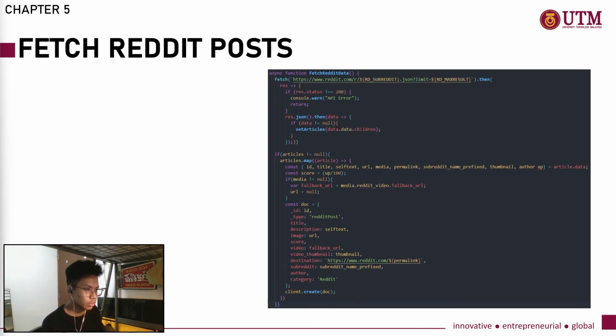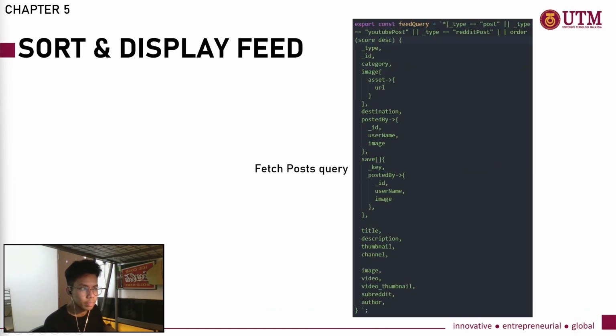So this one is fetching Reddit posts. At the top, it also fetches the top 10 Reddit posts of the day, and then it saves the post onto the database along with the score. Instead of dividing by 1 million per views, this one is determined by upvotes, divided by 100.